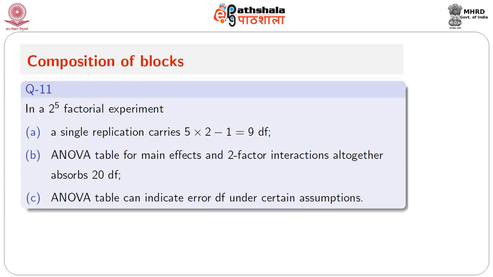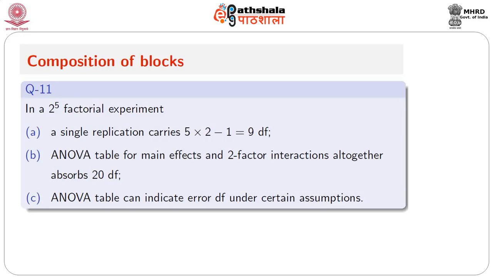Next, the ANOVA table for main effects and 2-factor interactions altogether absorbs 20 degrees of freedom. There are 5 factors, so there are 5 main effects, and 5 combination 2 is 10. There are 10 2-factor interactions, therefore 10 plus 5 equal to 15. Altogether 15 main effects and interactions together. So that number 20 is not correct.